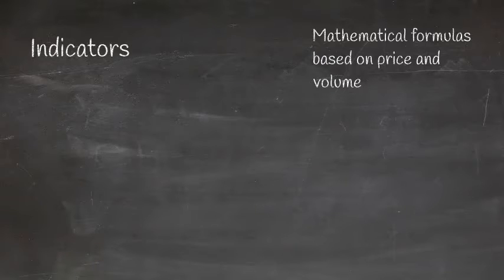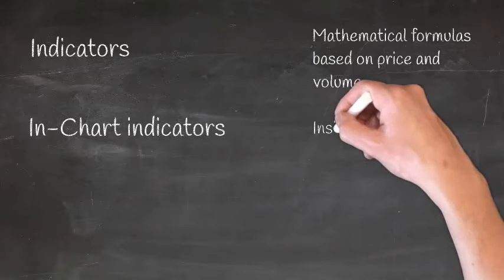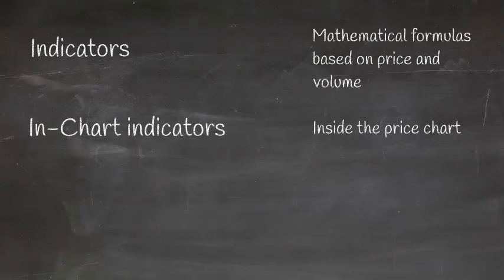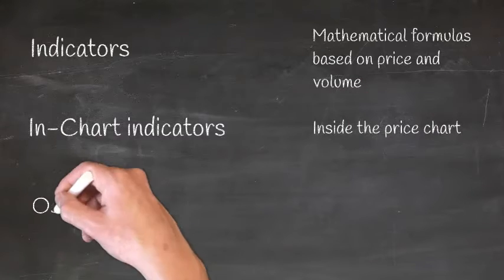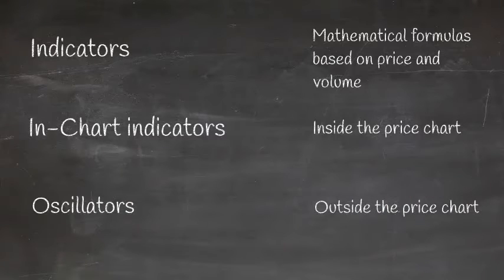Now I say estimation because it is impossible to predict the future. The price is going to do whatever it wants. But indicators can give you an idea of what to expect. Having said this, there are 2 types of indicators. There are in-chart indicators, which, as their name suggests, fall inside the price chart. And then there are oscillators, which fall usually below the chart, but it's also possible to see them right above it.